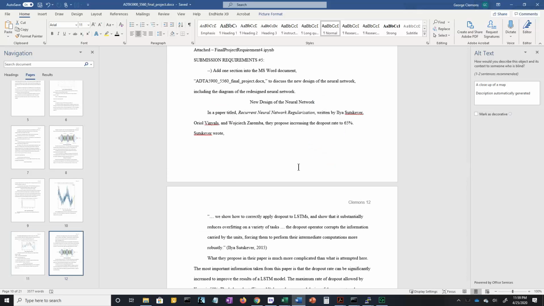Submission requirement 5 is where it gets a little more interesting. We get to design a neural network. And I found a paper titled Recurrent Neural Network Regularization, in which they not only propose increasing the dropout rate to 65%, by the way, the maximum dropout rate allowable in Keras is 50%, but also drastically increases the number of cells in an LSTM layer.